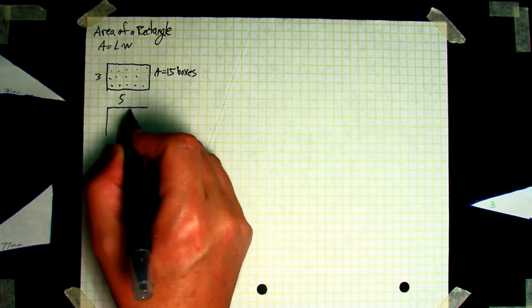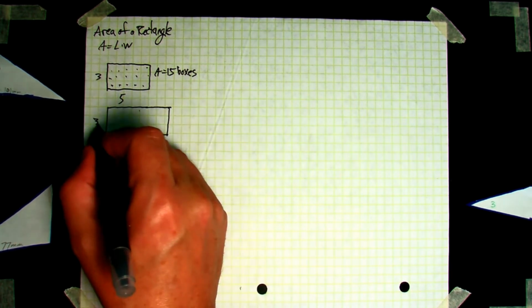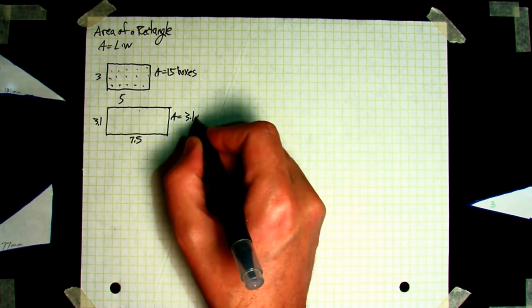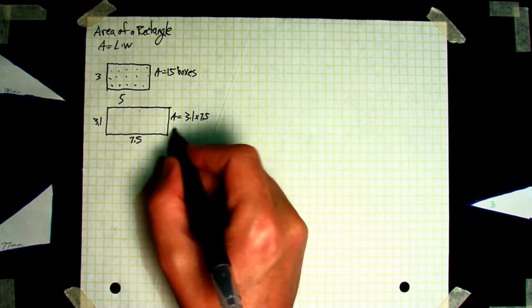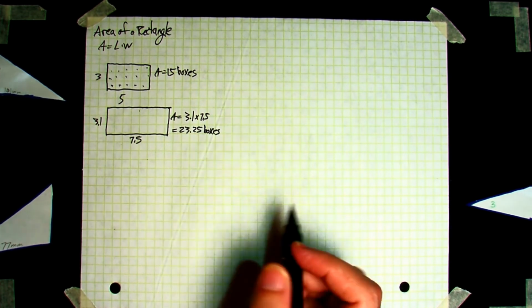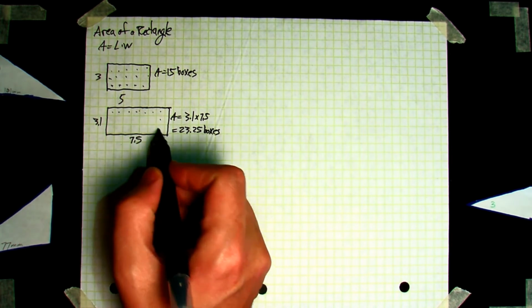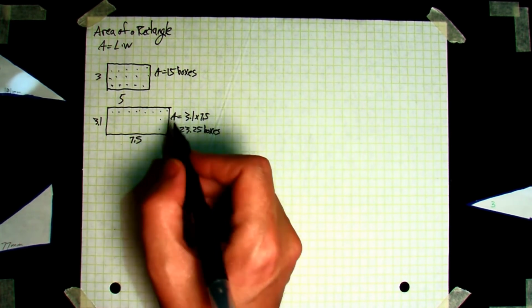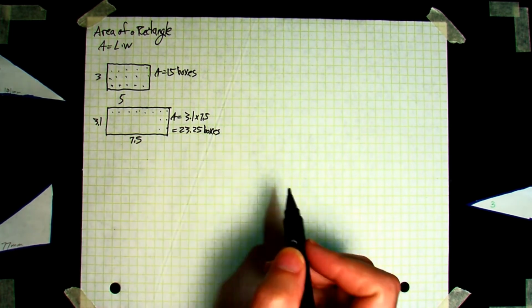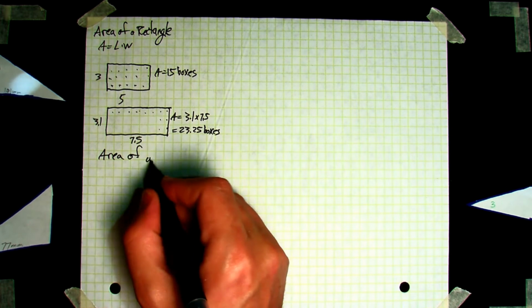If I have something like this, where this is 3.1 and this is 7.5, I can still calculate the area as 3.1 times 7.5, and I get 23.25 boxes. And that works because you can count them up. There's 7, 14, 21 whole boxes, and then that's half a box, that's half a box, that's half a box, and all these little bits add up to the remainder there. That is the easiest formula.